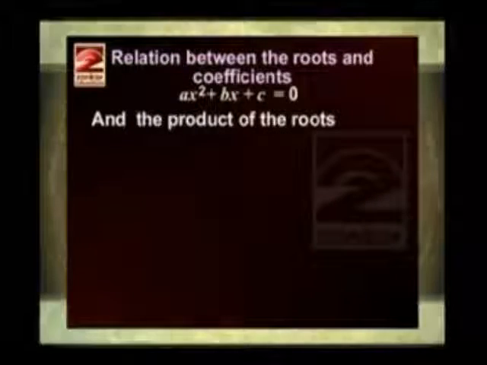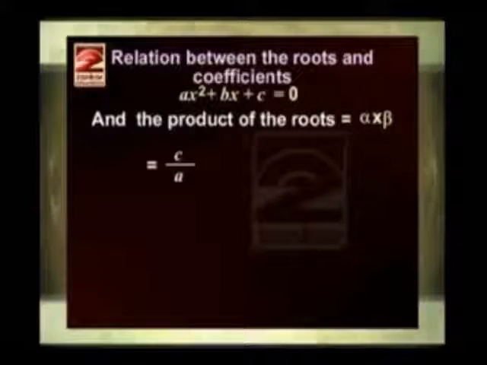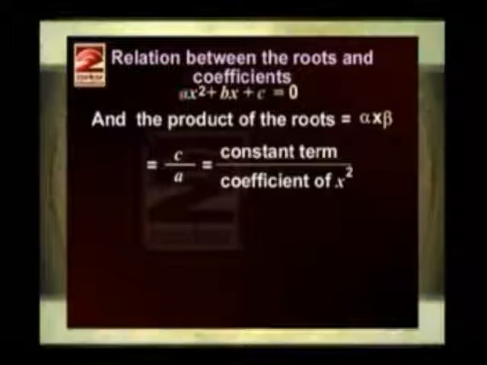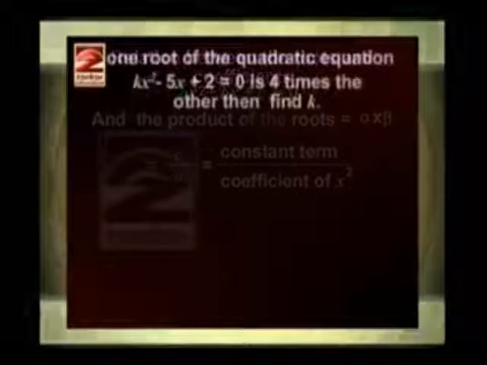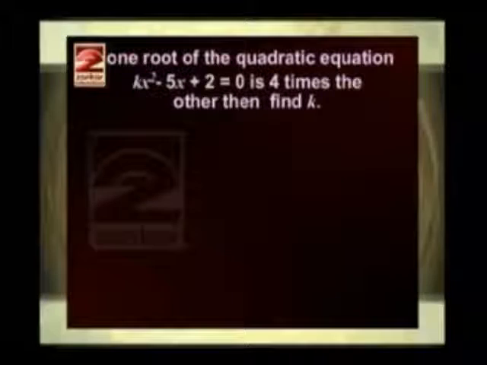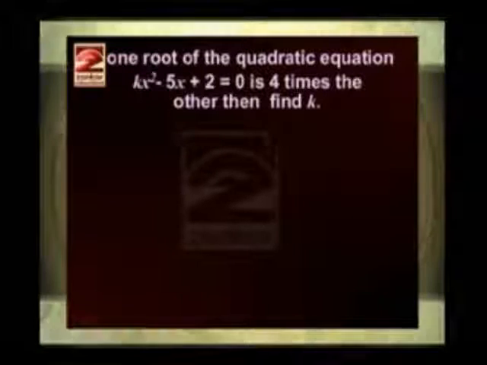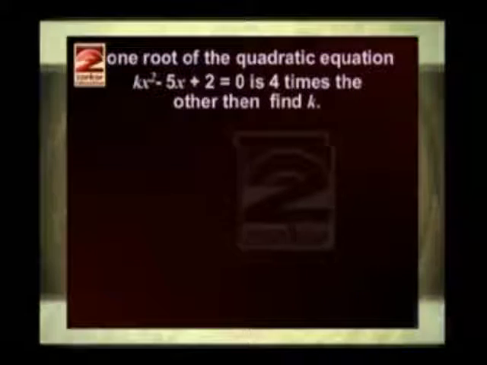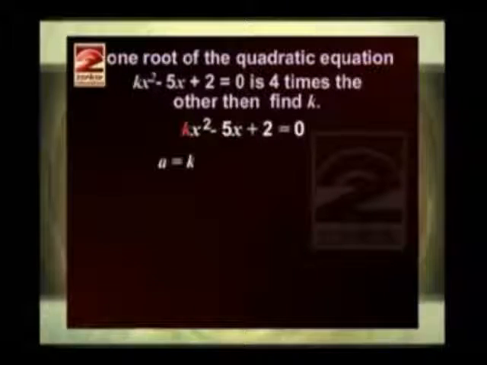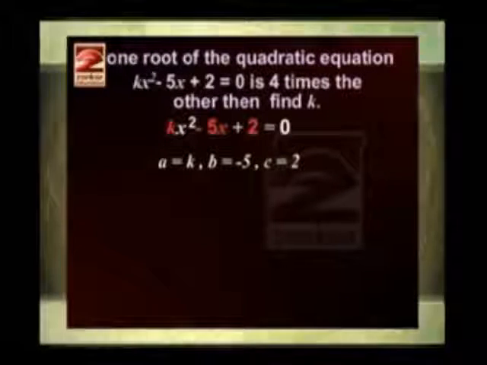And the product of the roots, that is alpha into beta, is equal to c upon a, that is equal to constant term upon coefficient of x square. So now the question is, if one root of the quadratic equation kx square minus 5x plus 2 is equal to 0 is 4 times the other, then find k. kx square minus 5x plus 2 is equal to 0. Here a is equal to k, b is equal to minus 5 and c is equal to 2.